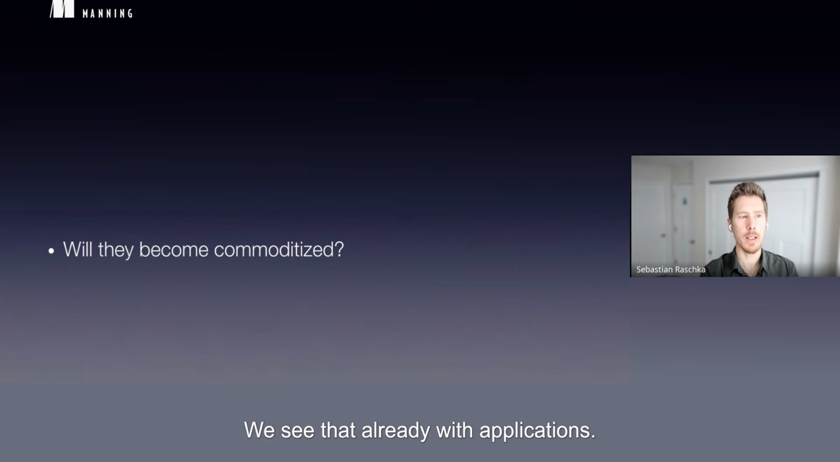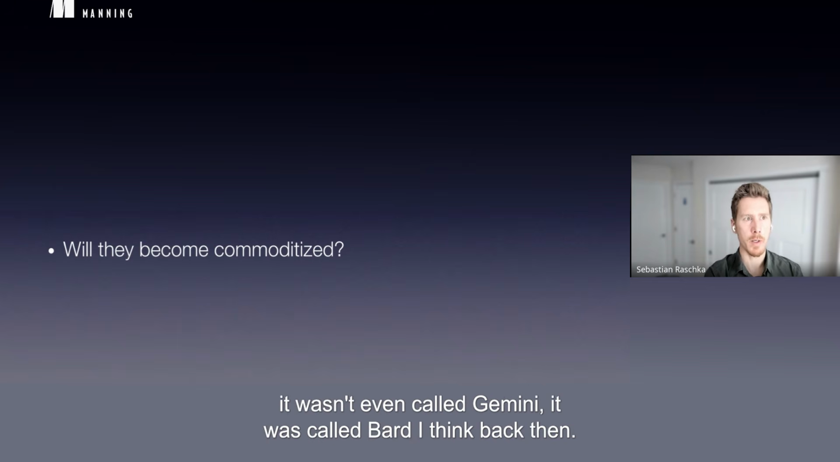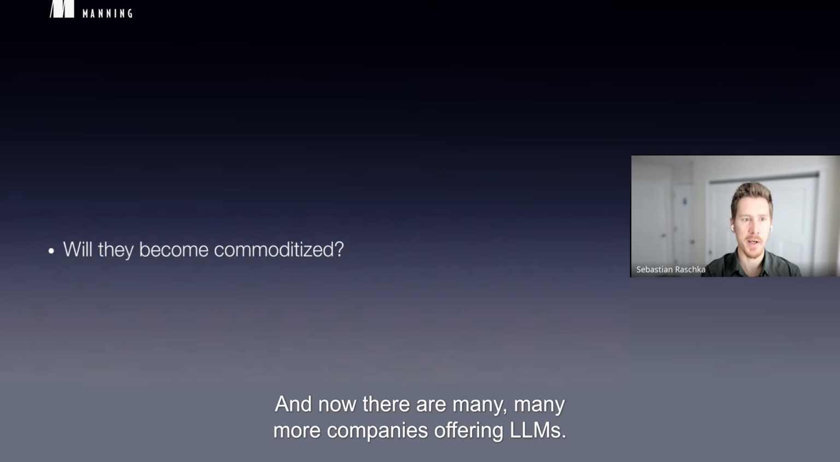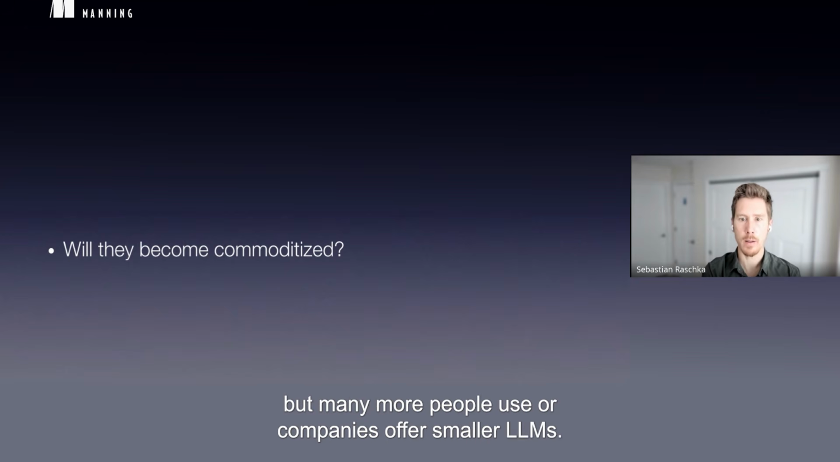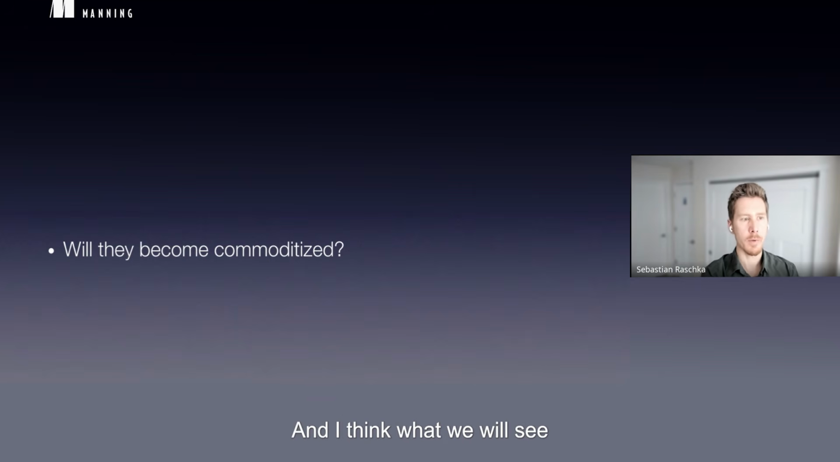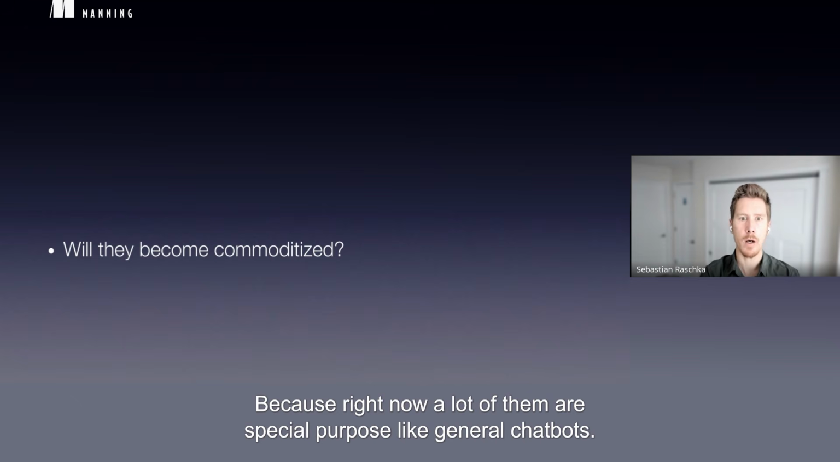We see that already with applications. So there used to be just ChatGPT and maybe Google Gemini, and back then it wasn't even called Gemini, it was called Bard, I think. And now there are many, many more companies offering LLMs, not on the scale that Google, OpenAI, and Anthropic do, but many more companies offer smaller LLMs. And I think what we will see is also more special purpose LLMs, with more companies fine-tuning LLMs for specific applications, because right now a lot of them are general purpose, like general chatbots.